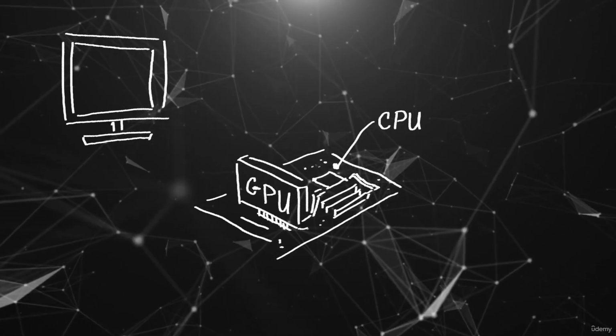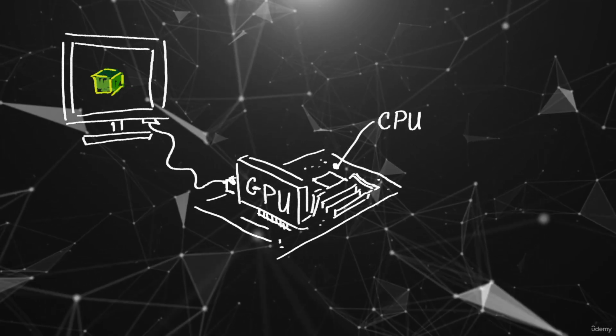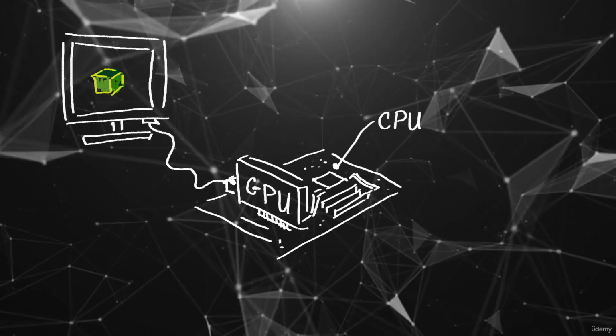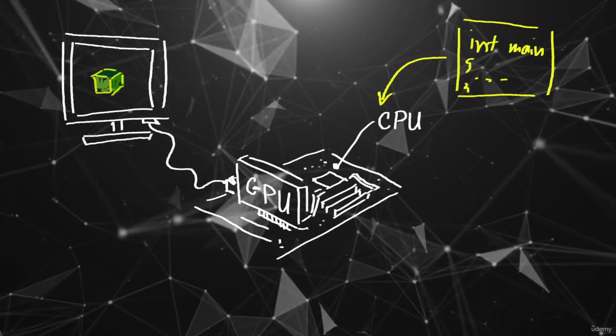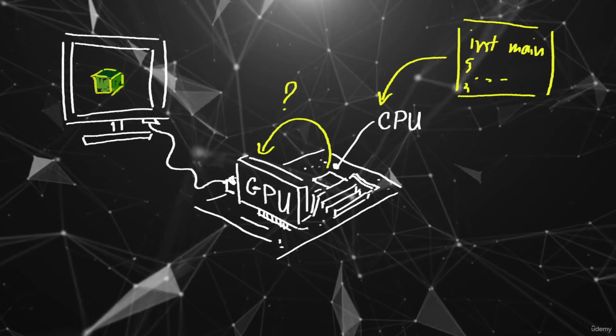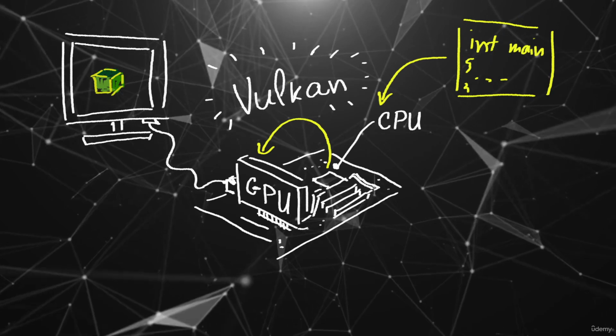So our computer is usually connected to a screen. This connection happens through the GPU, whose purpose is to communicate with the screen. The CPU, on the other hand, is where our code gets executed. So these devices need some way of talking to each other if we want something on the screen. This is where Vulkan comes in.